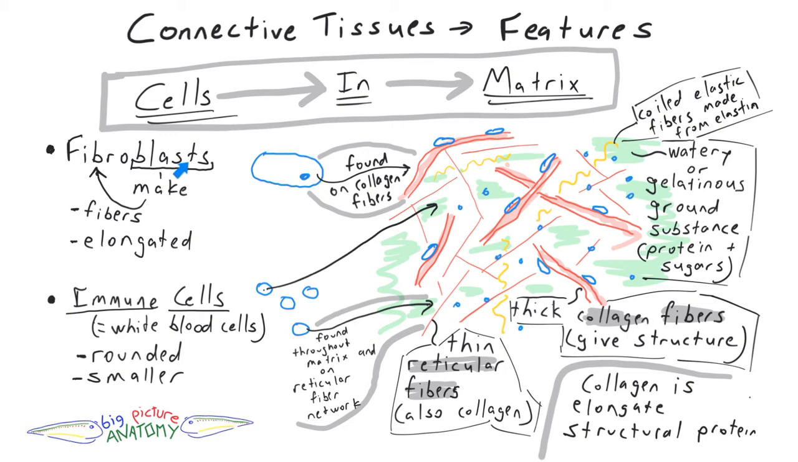So just a quick summary. Remember, connective tissues are cells that are interspersed throughout a matrix. The cells are fibroblasts, which are elongate cells that make the fibers, and immune cells, which are rounded white blood cells interspersed throughout the matrix. The matrix is made up of the thick collagen fibers that give it structure, the thinner reticular fibers that form a network for the cells to orient on, and sometimes the presence of elastic fibers that give it stretchiness or elasticity.